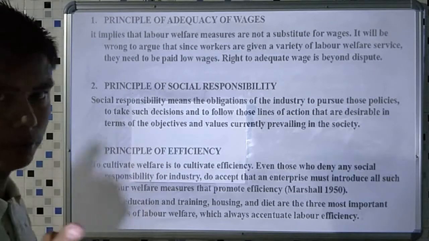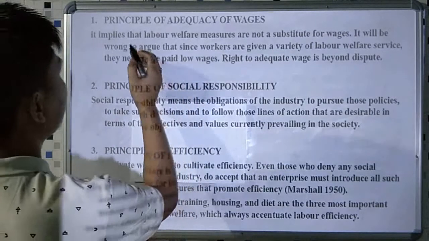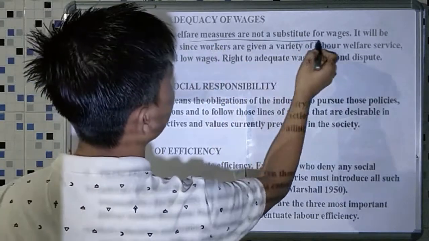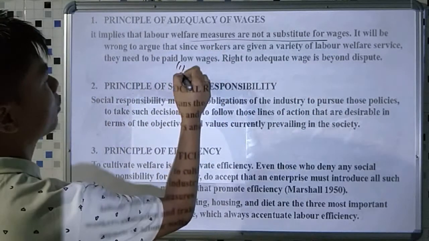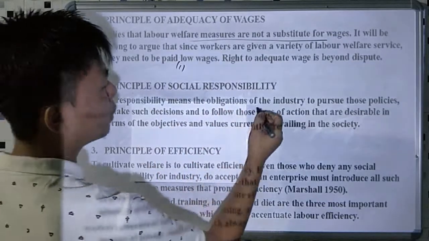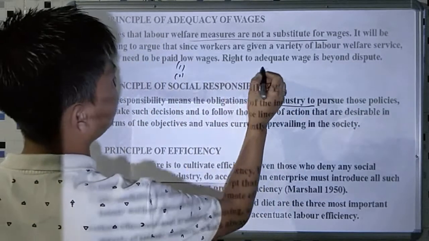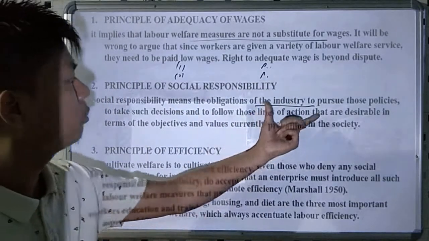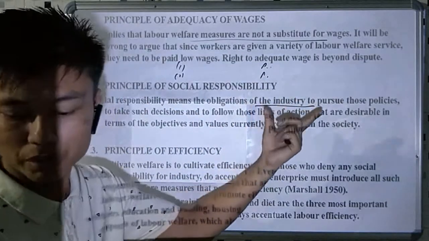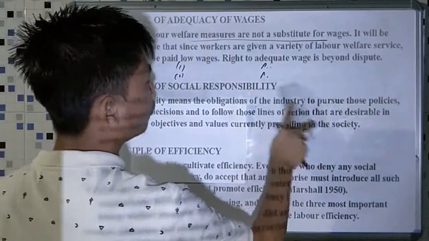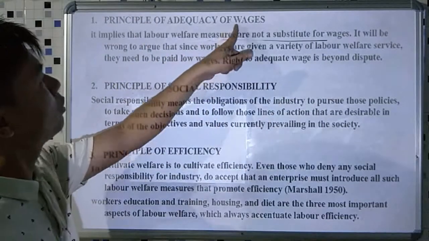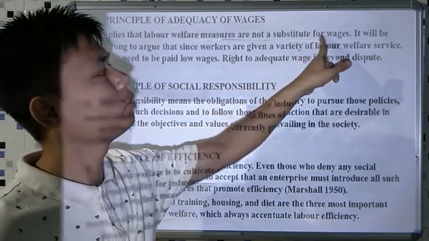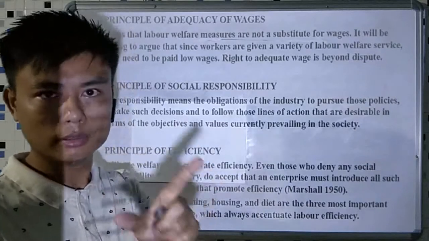They'll give you, like, welfare is not the substitute of wages. Question here: one, obligation of industry, and on the right side, principles of wages. Match the following. So try to know some themes. I forgot to say this. For example, in principle of adequacy of wages, know what it means. Welfare is not a substitute for wages. Theme it is. So you might be asked to match the following.